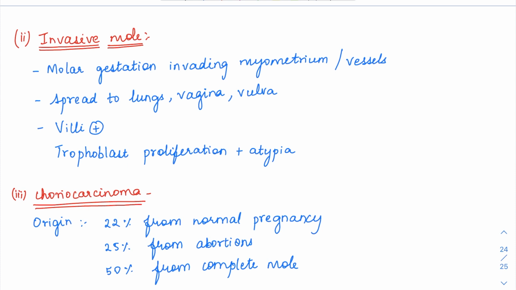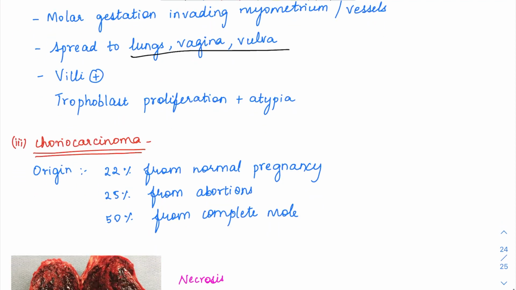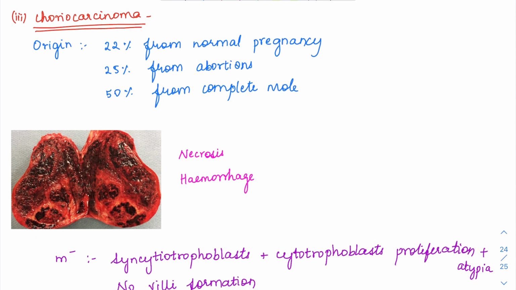So invasive mole is nothing but the molar gestation like this only. It is going to invade. As the name says, it is going to invade either the vessels or the myometrium. You can comment only when you get a hysterectomy specimen, and it can also spread to the lungs, vagina, and vulva. Microscopically, there will be lots of trophoblastic proliferation, and these trophoblasts will show atypia. But there will be formation of villi also. The normal villus will also be present. Apart from that, there will be trophoblastic proliferation and atypia in invasive mole. All of this can transform into a choriocarcinoma.